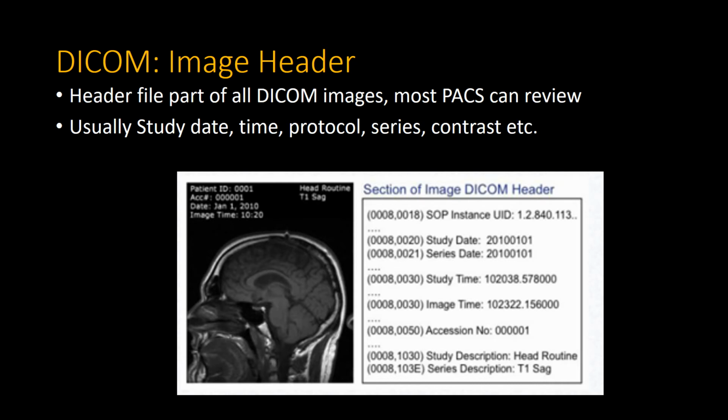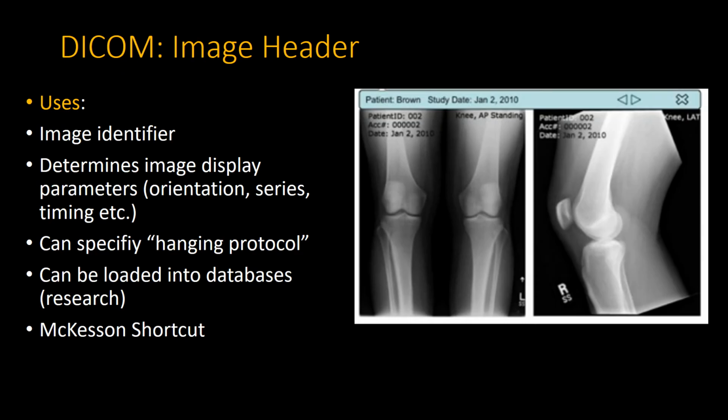A lot of times it'll have very specifics about what KVP and MA for a CT was used. So the DICOM header is usually accessible where you can find out a lot of the basic information about image acquisition. What do you use it for? Well, it's got the image identifiers on it. It determines the image display parameters, orientation, series. So most PACS displays will have a default hanging protocol, like all my chest x-rays come up the same way. So within the DICOM header, it identifies it as a chest x-ray, so the PACS system knows what and how to bring it up for me.